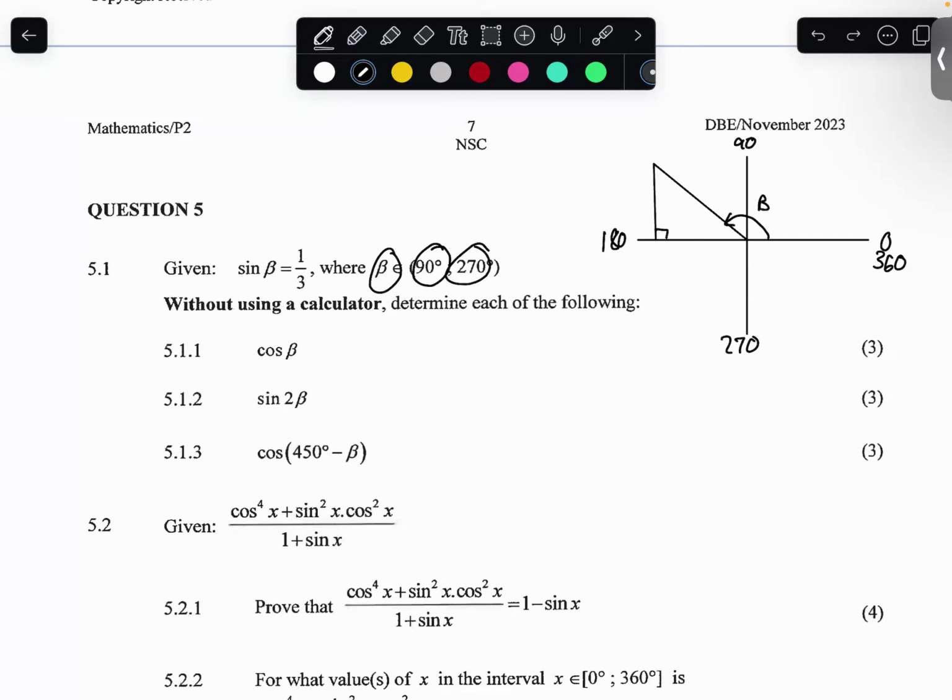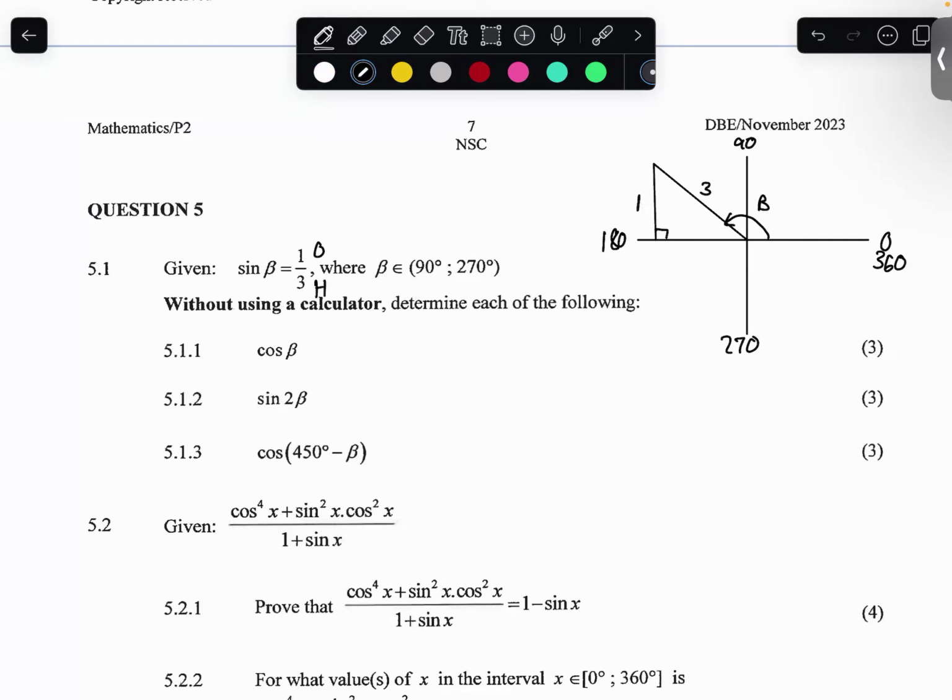All right, okay. This says sine is equal to 1 over 3. Remember, sine is opposite over hypotenuse. So the hypotenuse is the side opposite the 90 degrees. So that's 3. And opposite is there. It's 1. So this is 1.